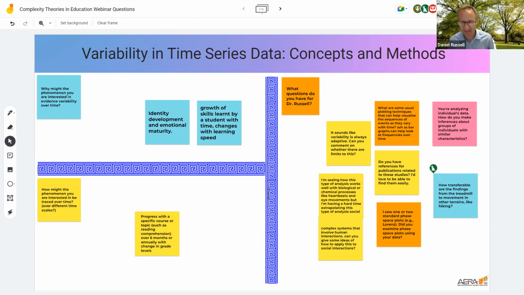One or two standard phase plots, EEG learns. Did you examine state space plots using your data? Yes, not particularly this data, the ones I showed you, but yes, I do phase plots too. Yeah, to me it's useful.